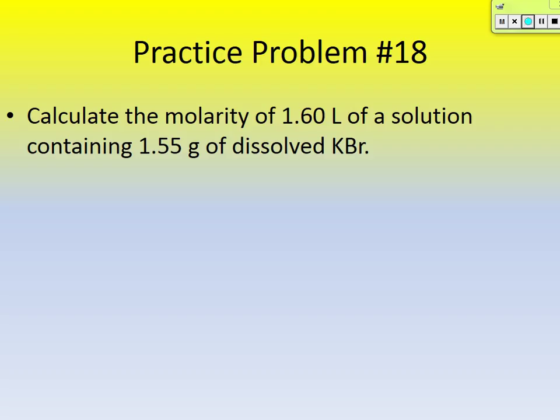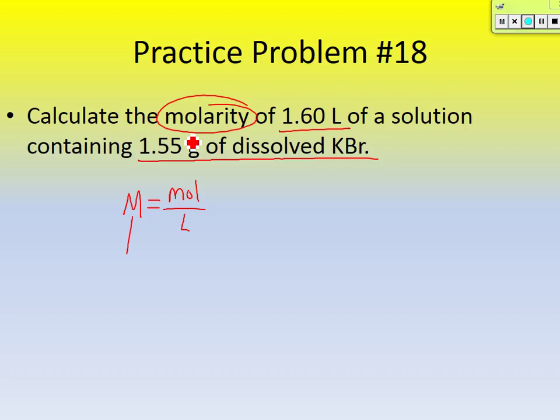All right, what should we do first? What are you circling? It says calculate the molarity. So I hope that you're circling molarity. What should we underline? Well, it's giving us 1.6 liters. It's also giving us 1.55 grams KBr. I always start every problem when it's about molarity with the formula. Molarity is equal to moles divided by liters. It didn't give us molarity. In fact, that's what we're supposed to find, so I'm just going to keep it as M, big M.